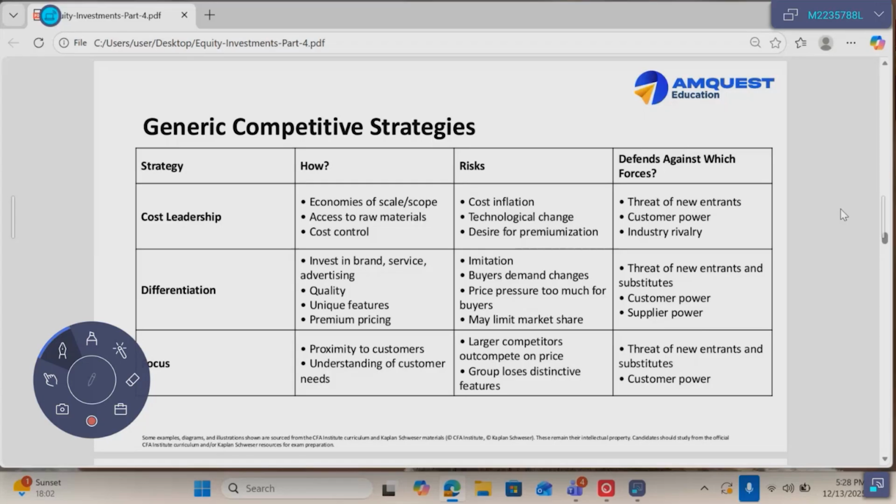Price pressure will be there. If you keep the prices very high, people may not want to buy your product, and then you will not be able to get some market share. Your revenues will be impacted.